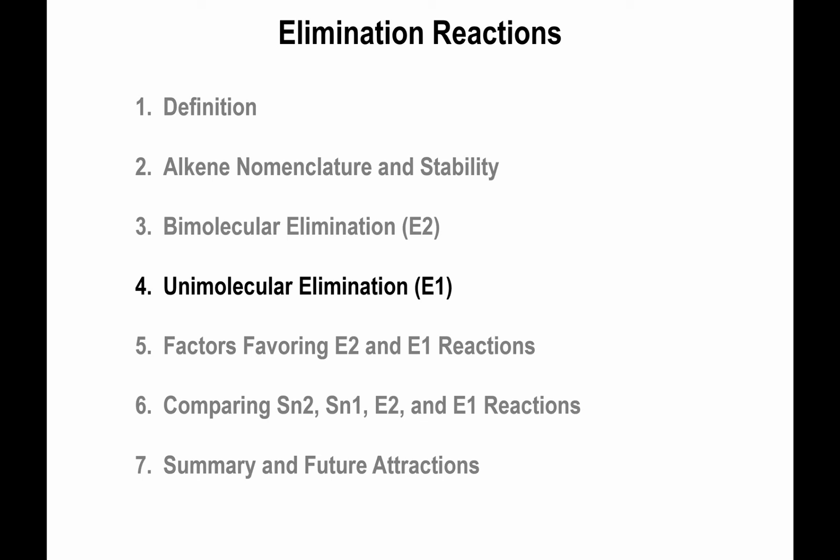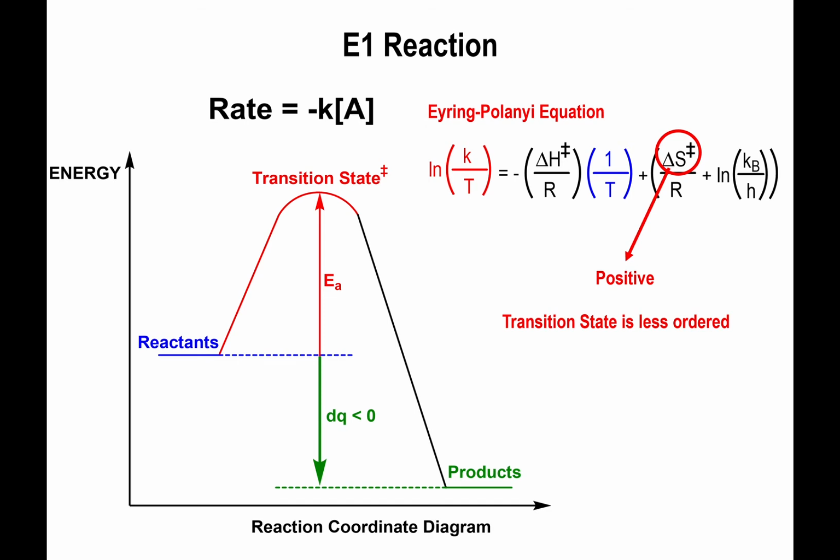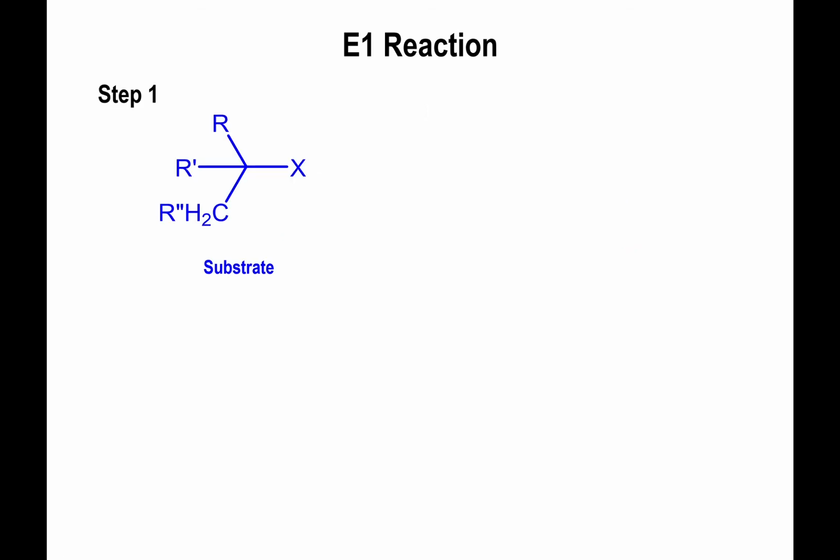Okay, we're back. Unimolecular eliminations, E1 reactions. Alright, so E1 reactions are kind of similar to SN1 reactions in the sense that only one of the two reactants plays a big role in the transition state. And on top of that, the delta S double dagger of the transition state is positive, meaning that the reaction is becoming more disordered at that transition state.